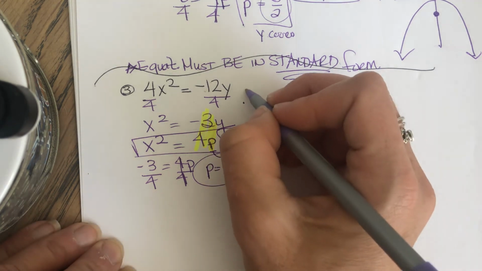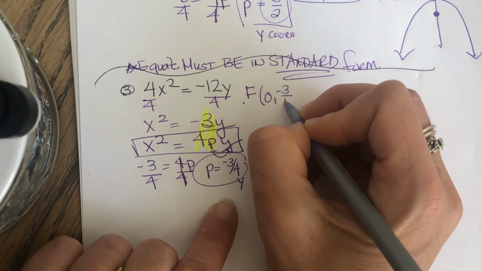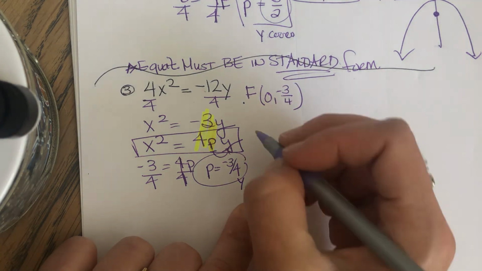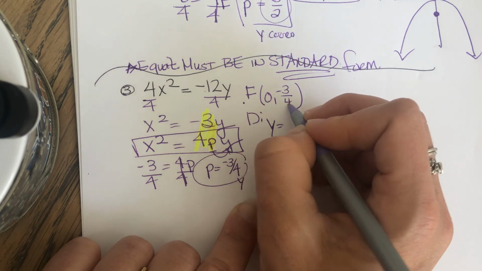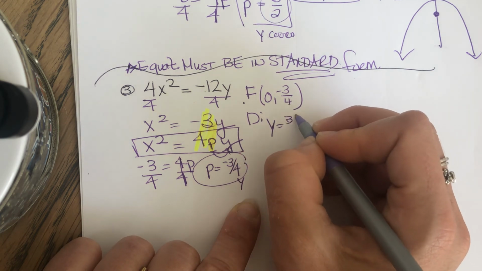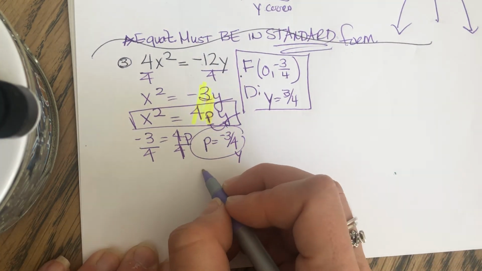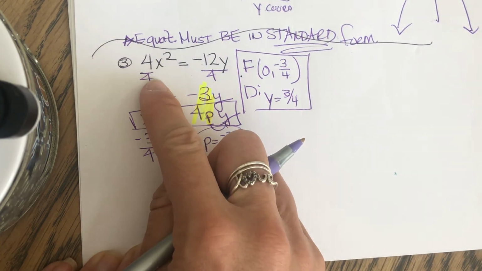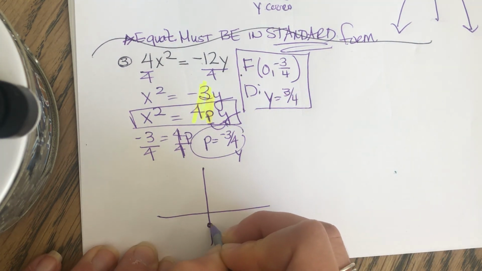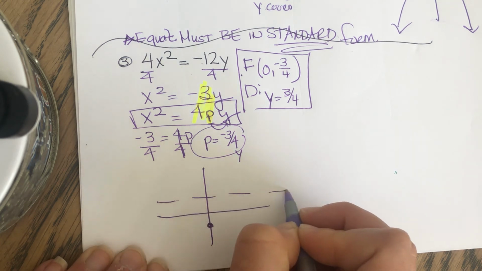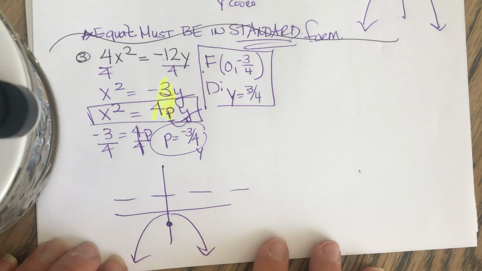So let's write our focus. Our focus is 0, -3/4, the y coordinate. And then that means our directrix is y equals, and the opposite. Again, opposite just means positive, negative. There you go. And now let's do a quick sketch. You can know which way the x squared goes, or plot 0, -3/4. Y equals, let's say 3/4. Right now it's just a sketch, and you know your parabola is sketching down.